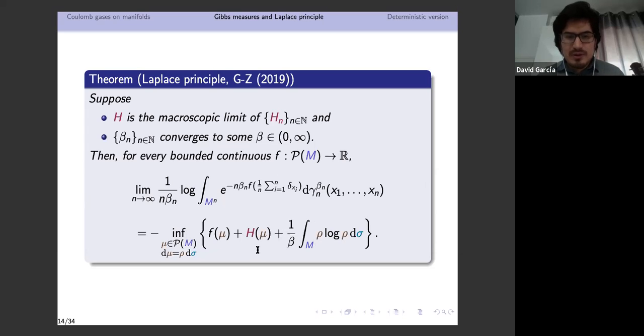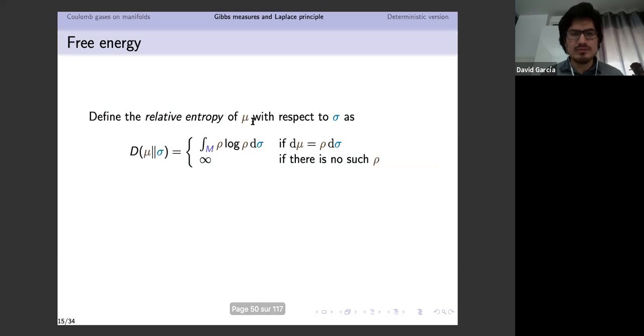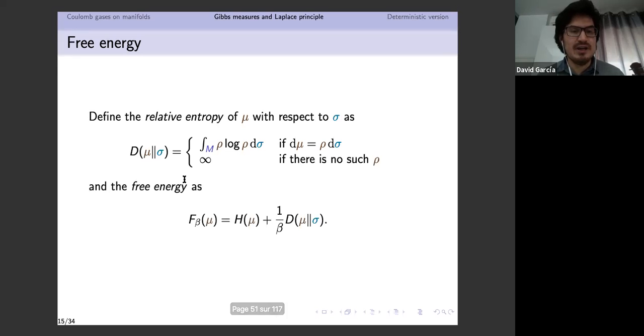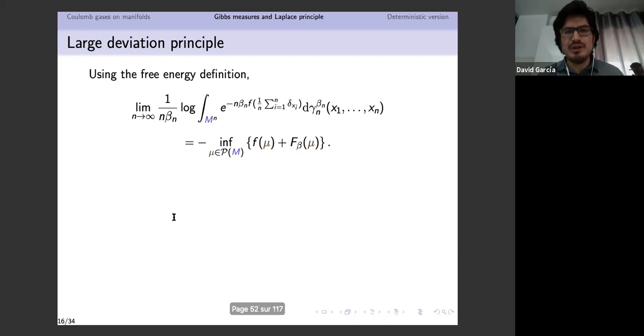So this seems quite long. Well, this term here is called the relative entropy, and this sum is sometimes called the free energy. So I will define it now. The relative entropy of mu with respect to sigma is defined by this relation: it is the integral of the density times the logarithm of the density, if there is a density. And if not, it is just infinite. And we can define the free energy as the sum of H plus 1 over beta times the entropy. So using this definition, it is easier to state the previous limit. This limit is minus the infimum of f plus F beta.